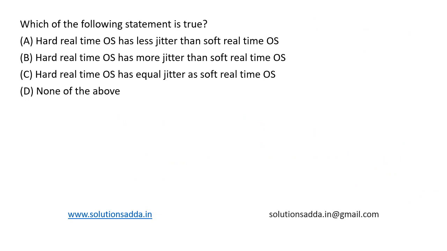This is a question from operating system. Which of the following statement is true? Hard real-time OS has less jitter than soft real-time OS. Hard real-time OS has more jitter than soft real-time OS. Hard real-time OS has equal jitter as soft real-time OS. None of the above. So first of all, what is jitter? It is effectively the variation between the signals or data that is being sent.